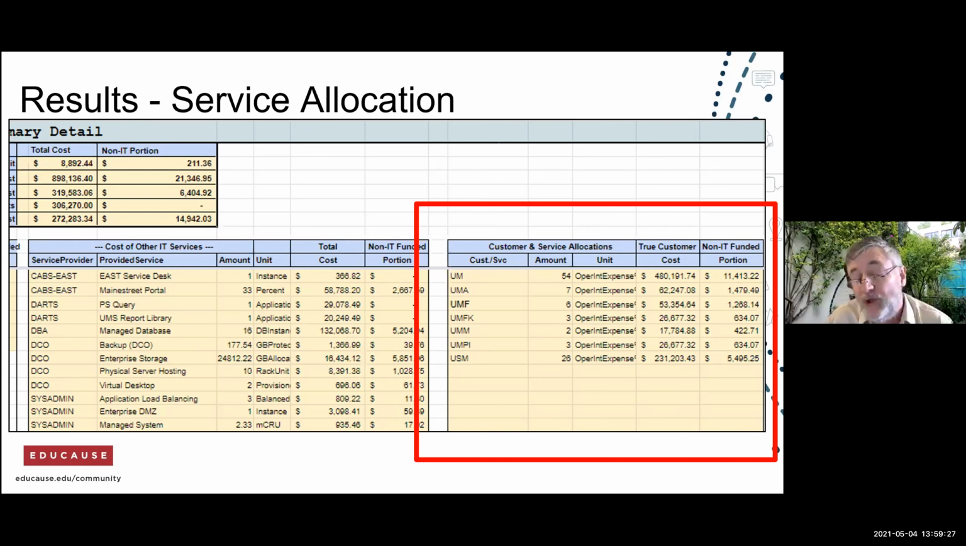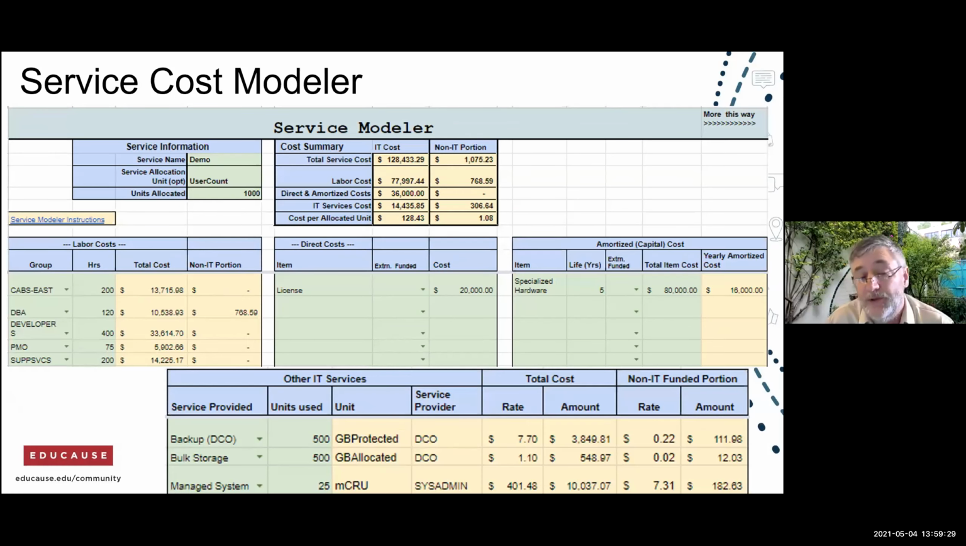One really cool feature of the tool, and this was one of our core deliverables for the tool, was a service cost modeler. So using these calculated labor and service rates that we develop once a year, we can use this to estimate the full cost of any proposed projects, upgrades, changes, or new services.